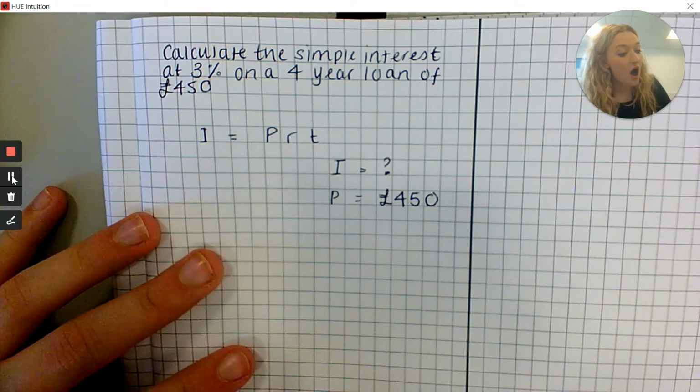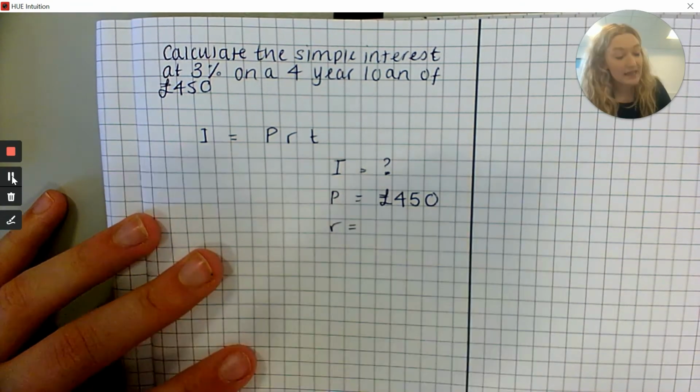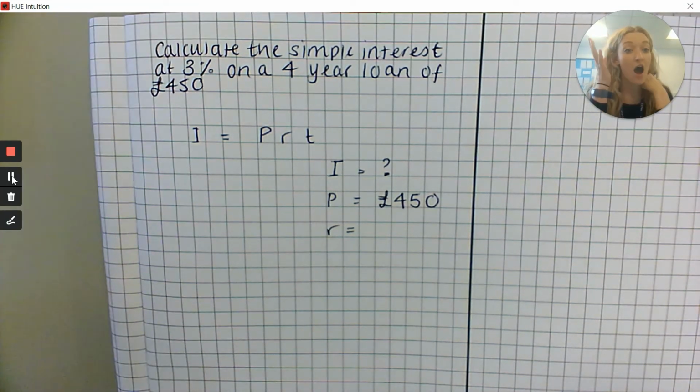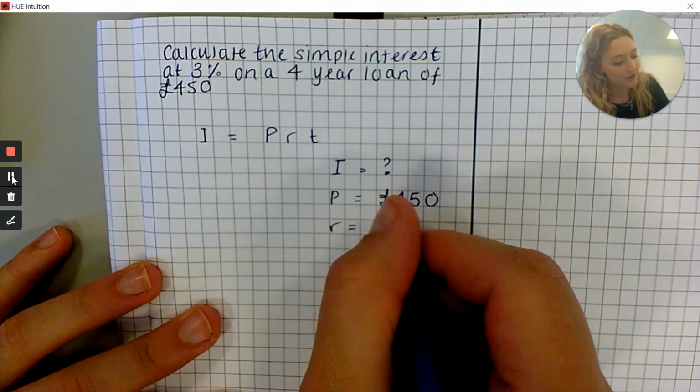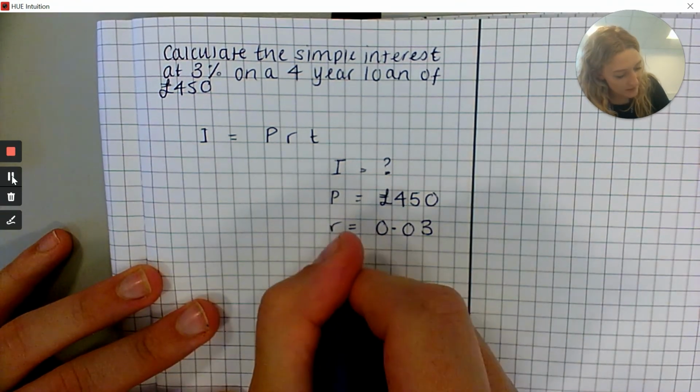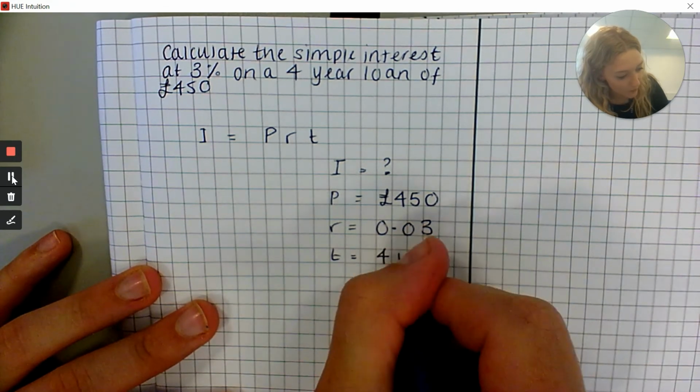Now, R is the interest rate, but we have to give this as a decimal. That R needs to be given as a decimal. So what's 3% as a decimal? We've just been doing that in our retrieval practice. 3% as a decimal. Good, 0.03. And the T stands for my time, which is 4 years.